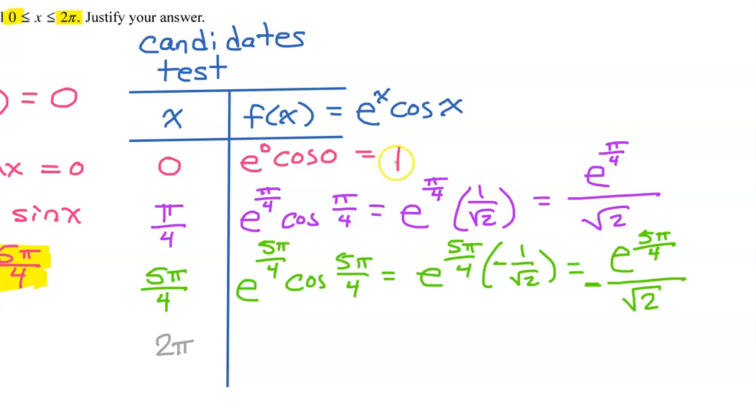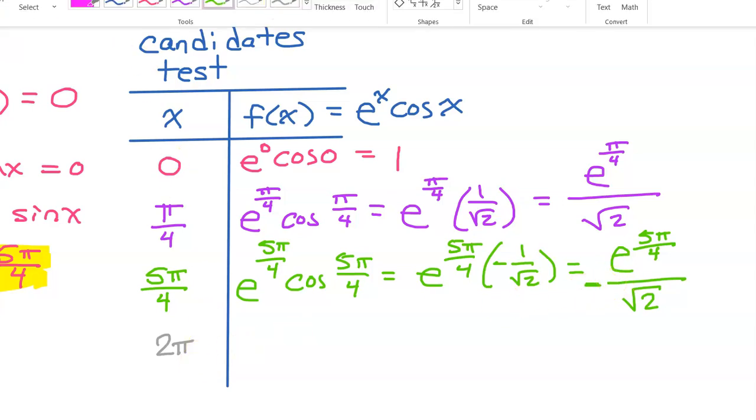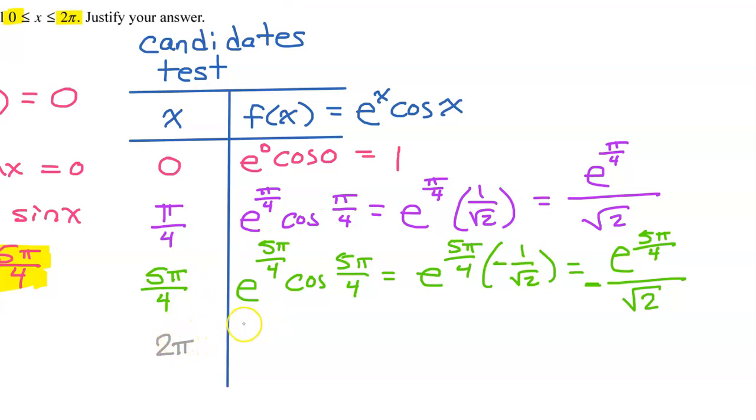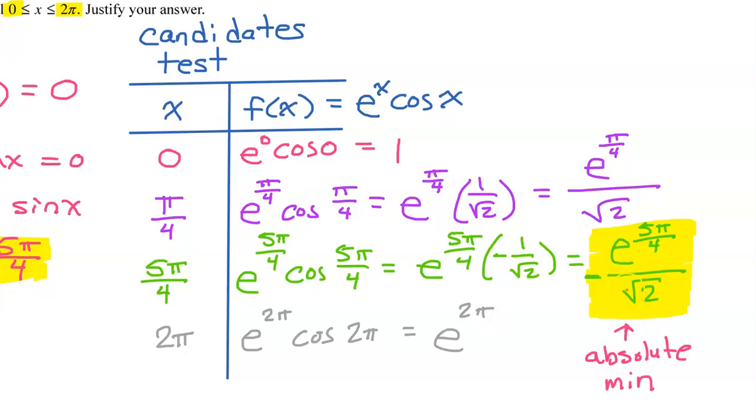So the previous two values were both positive. They were greater than 0. So this is less than 0. I'm looking for the minimum, so this is definitely winning so far. If we evaluate at 2 pi, then we have e to the 2 pi times the cosine of 2 pi. The cosine of 2 pi is 1. So this is just going to leave me with e to the 2 pi power. And we have a winner.